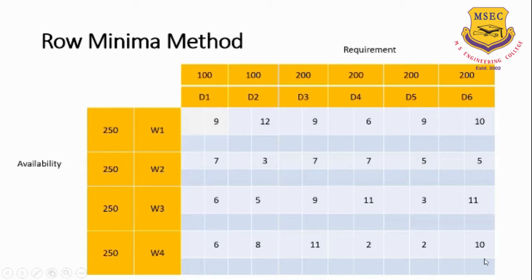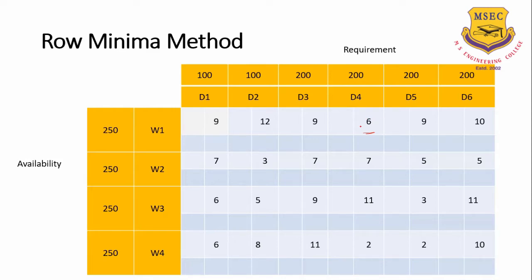Now we have to ship the goods from the different warehouses to different destinations. Now what is the criteria? How do we ship it is the question. So that's the problem to solve. So in the row minimum method, in the first row we select the minimum. So the first minimum is 6. Irrespective of whatever the cost figures are, we take the row minimum. So that is the criteria here.